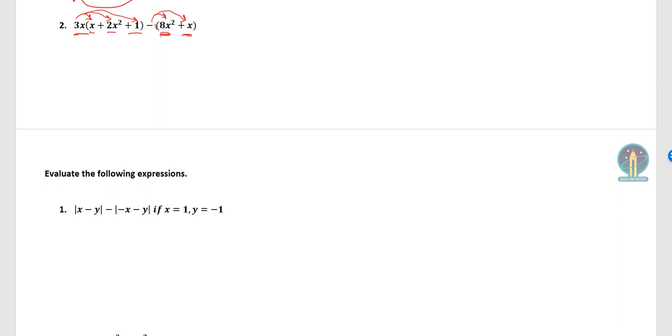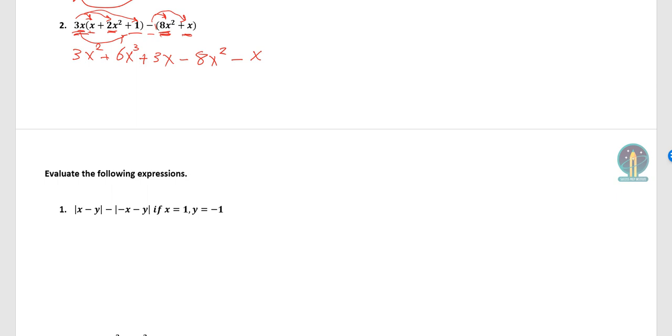Okay, so what am I going to have? So I'm going to have 3x squared, right? So 3x times x is 3x squared, plus 3x times 2x squared, so 3 times 2 is 6, and then x times x squared is x cubed, and then 3x times plus 1 is plus just 3x. And then I have minus 1 times 8x squared is minus 8x squared. Then I have minus 1 times plus x is just minus x.